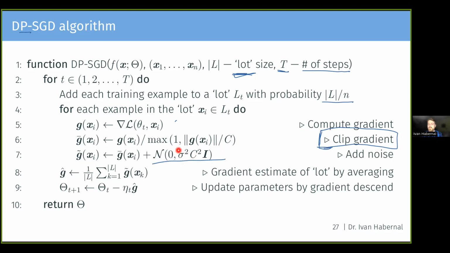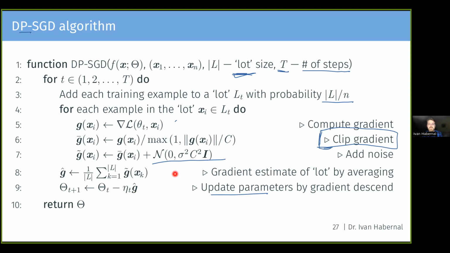How do we determine the sigma squared? It's a different story. This is the moments accountant, for example. But having added the noise, for each example in this lot we have a noisified gradient. Then we just estimate the gradient of the lot by averaging. It's the same as in mini-batch stochastic gradient descent, where we take the average, which gives us a good estimate of the gradient at a point. We update the parameters, end up with better parameters for the model, and repeat the whole thing.